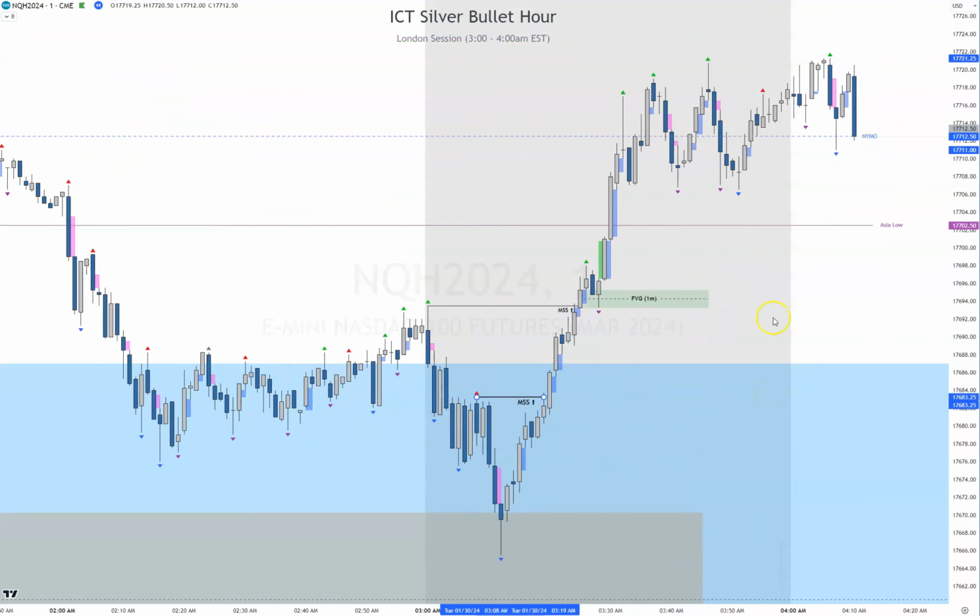So fair value gap right there, and I'd consider this a breaker block. Why am I using the wick? Kraken, why isn't this your breaker block? Well, I've seen it both ways. Now that is a bearish breaker right there, the highest utmost candle right here. That is a breaker, right?